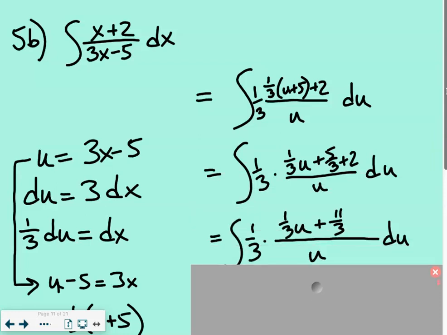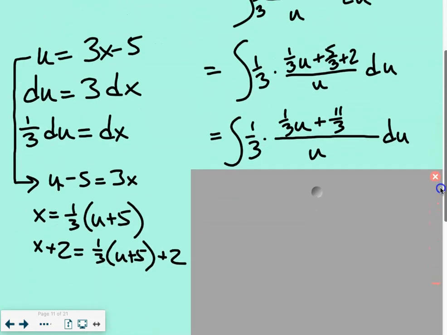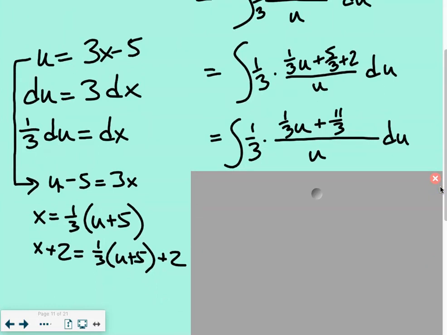So I went ahead and combined my fractions and got 1/3 times 1/3 u plus 11/3 over u, and then I went ahead and pulled the 1/3 out. You don't have to, but I did. So you have 1/3 times another third times u plus 11 over u.